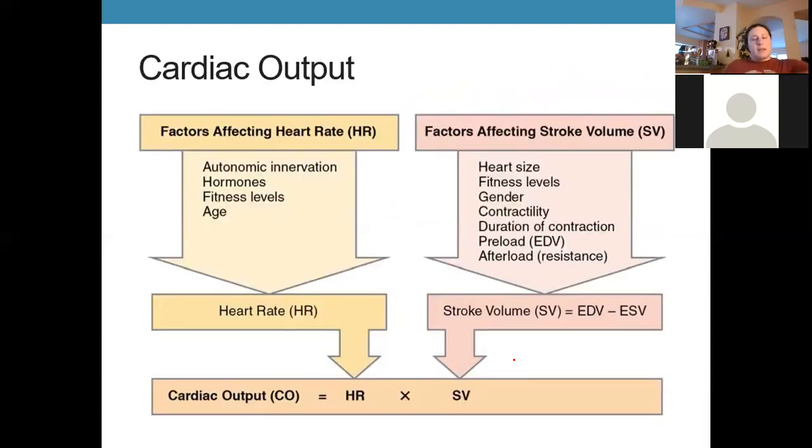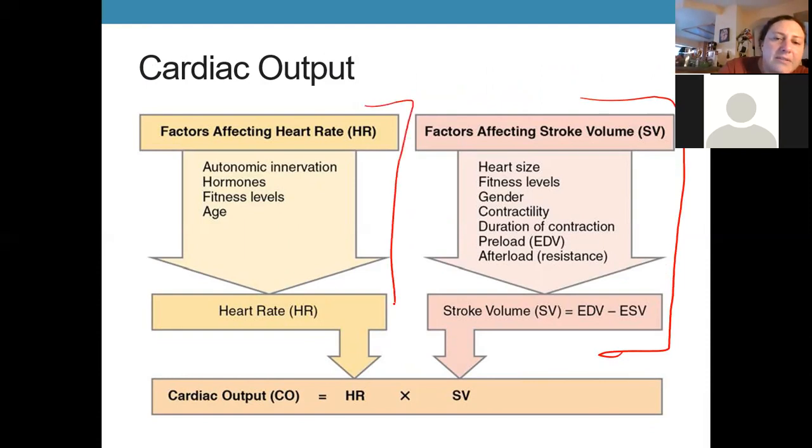Okay, so that's all of our factors affecting stroke volume that are actually changeable. We'll pick up on Wednesday with factors affecting heart rate, and then we'll talk about blood vessels and we'll talk about blood.